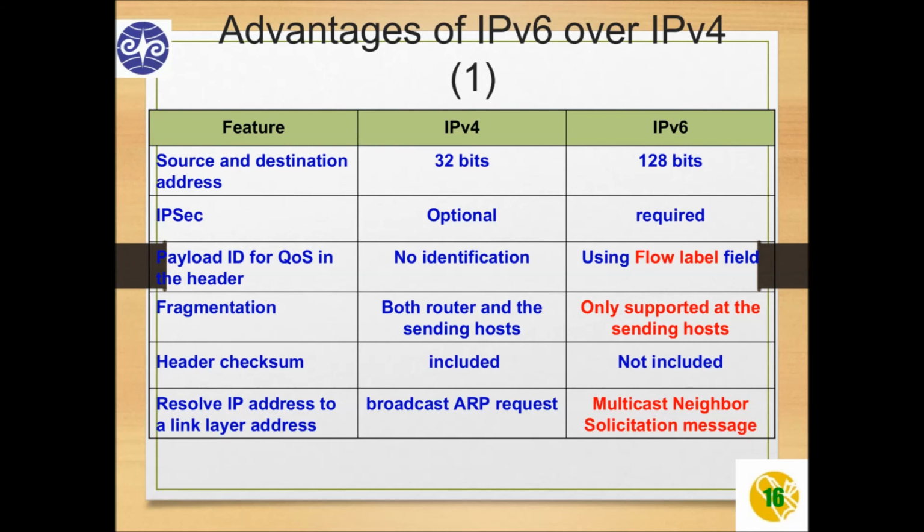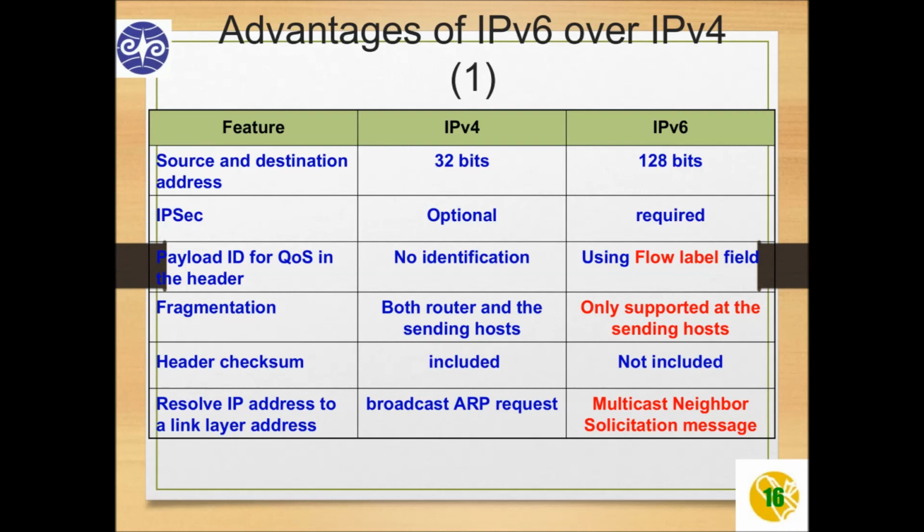Advantages of IPv6 over IPv4. Dear students, this is in tabular form. So there are some features which we will just go through over here. Features: source and destination address. In IPv4 it is a 32-bit address, and in IPv6 there are 128 bit addresses. IP security, second feature. In IPv4 this is optional, but in IPv6 this is compulsory or required.